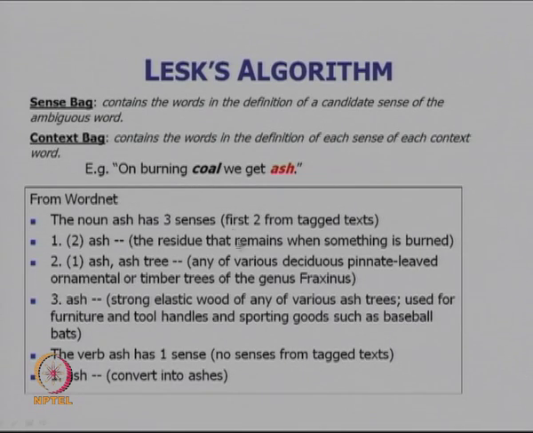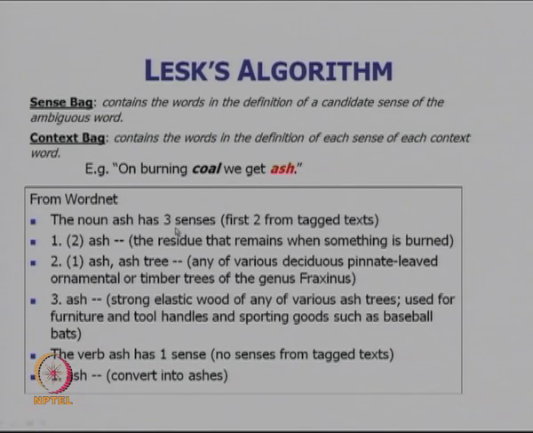What happens is that we find here the glosses of the words. So, here this is the gloss, the residue that remains when something is burnt. This word burnt has an overlap with the word burning in the context of ash, burning and burnt. No other sense has anything overlapping with the context. So, we will flag the first sense of ash as the target sense, as the disambiguated sense, and we will be right here, because this indeed is the sense of ash.